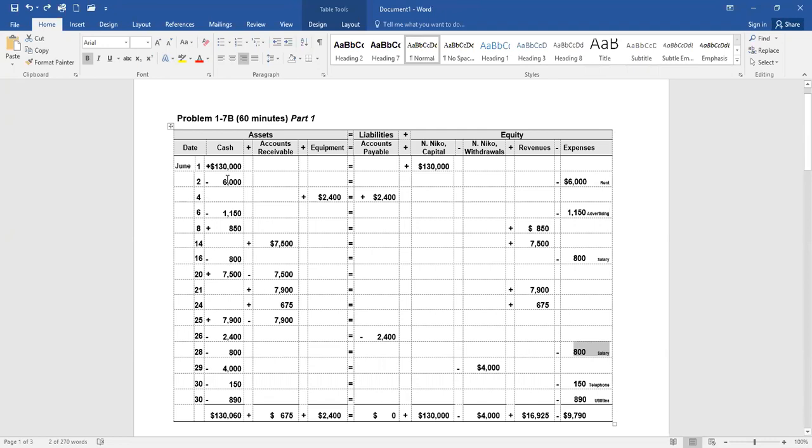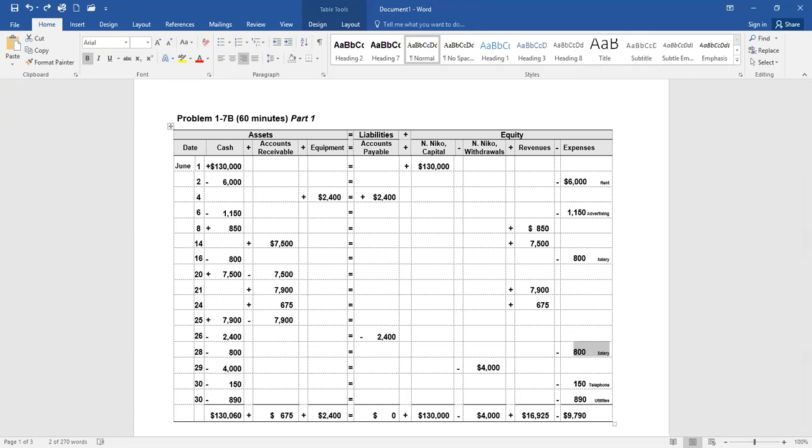So when it comes to the cash column or the accounts receivable, the equipment, or accounts payable, assets and liabilities will have increases and decreases in them. So we will have to net those amounts. So we take 130,000 minus the 6,000 minus 1150 plus 850 minus 800 plus 7,500 plus 7,900 minus 2,400 minus 800 minus 4,000 minus 150 minus 890.